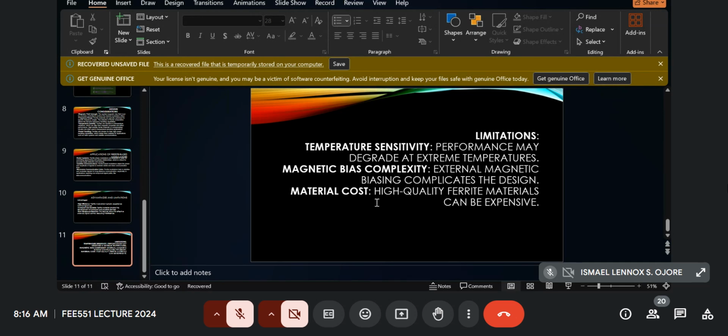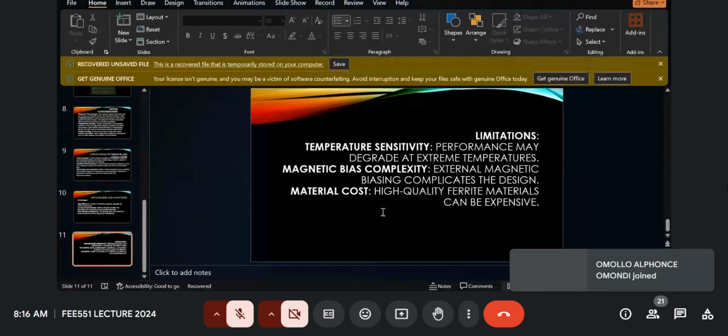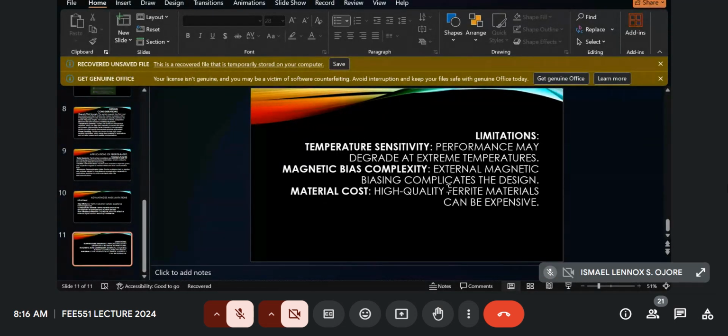So there are also future trends. The future trends in ferrite-based modulators will be to achieve, okay, I don't know where the slide is, but it will be to achieve ferrite materials that are optimized to operate in extreme temperatures. So that was my presentation.